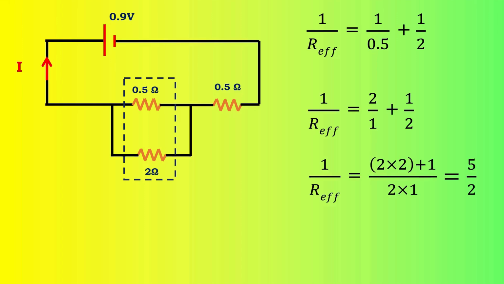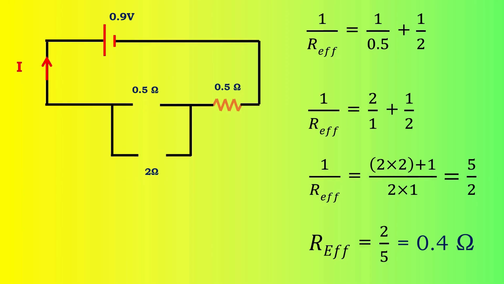Using the parallel resistance formula, we get 1/R_eff = 1/0.5 + 1/2. Solving this, the effective resistance comes out to be 2/5 ohms, or 0.4 ohms. So now, instead of these 2 separate resistors, we can replace the entire parallel arrangement with a single resistance of 0.4 ohms. Let us redraw the circuit using this effective resistance.